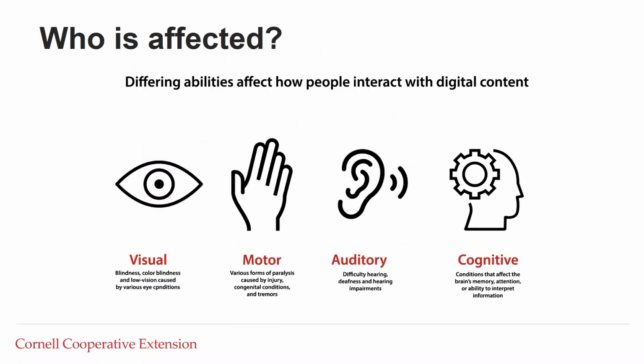So who's affected? Differing abilities affect how people interact with digital content. There are visual, motor, auditory, and cognitive processes that all come into play when we look at accessibility.